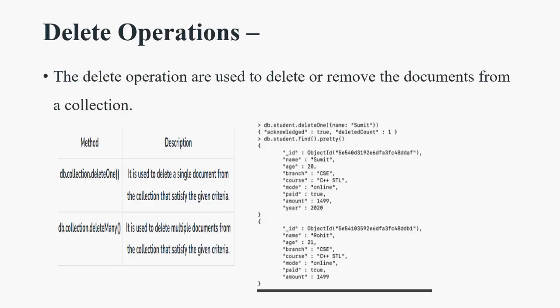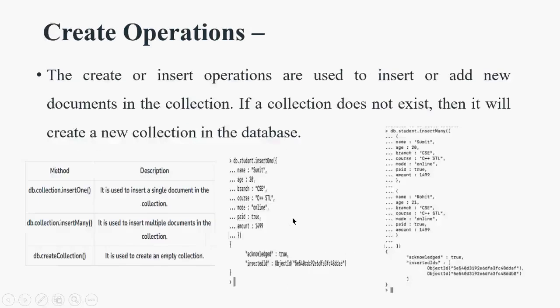And delete. Deletion could be deleting a document, or it could be deleting a collection itself. In MySQL too we delete a row or delete a table as such. So here again, db.student.deleteOne is going to delete one particular document. You are setting one attribute which tells that you're going to delete the document for the name Sumit. And you can do the same for multiple documents as well.